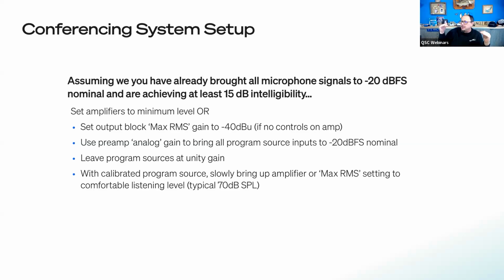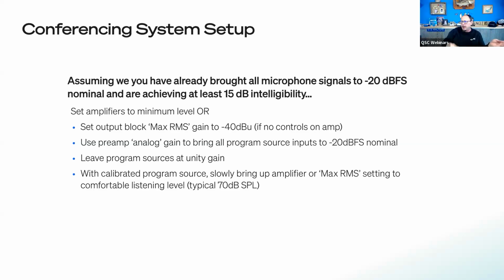So if we've set our gain structure up right, set your amplifiers to a minimum level, or set your output block max RMS gain to -40 dBu if there's no controls on the amp. And then use your preamp analog gain to bring all program sources to -20 full scale, and then leave your program sources at unity gain throughout.